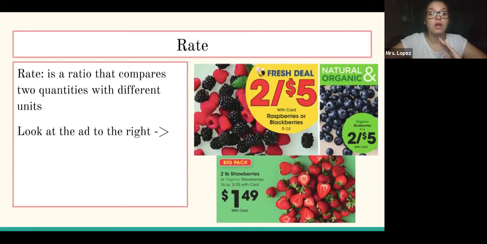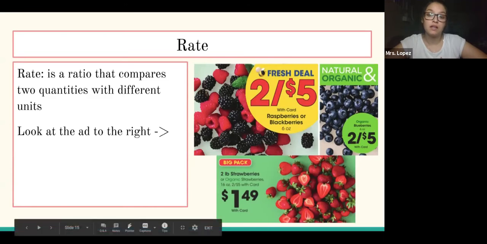What else could you do? Miles per gallon, how you fill up your gas tank, or dollars changed to pesos for Mexican money. It just depends on what your rate is, but you usually see rates all day, every day. Basically, if you go to the store, you're going to see a rate, as you see in these ads over here.